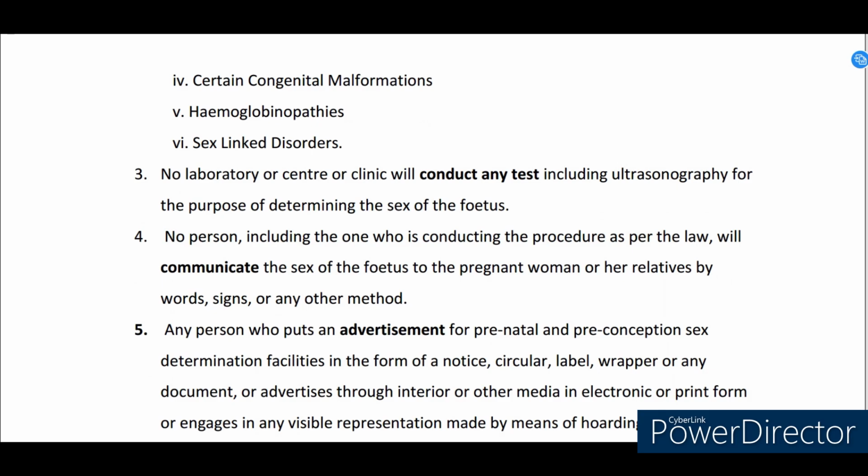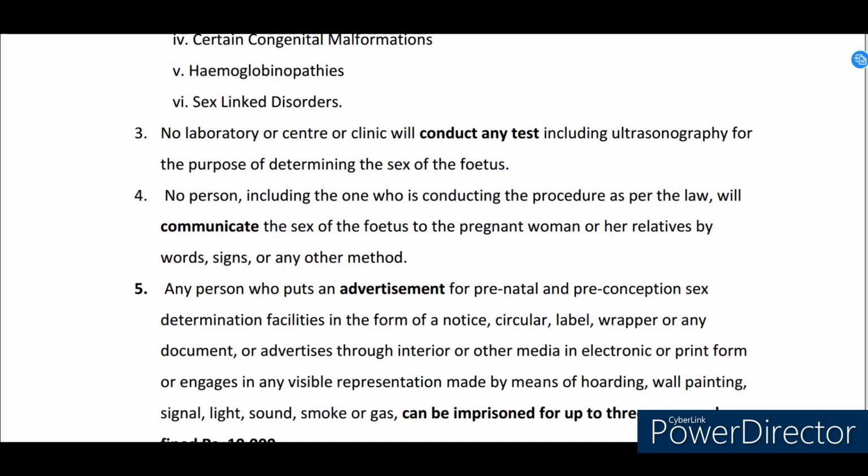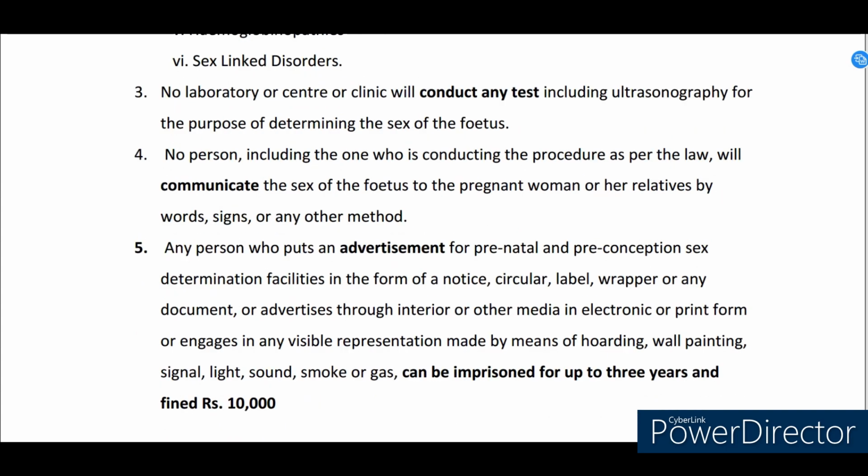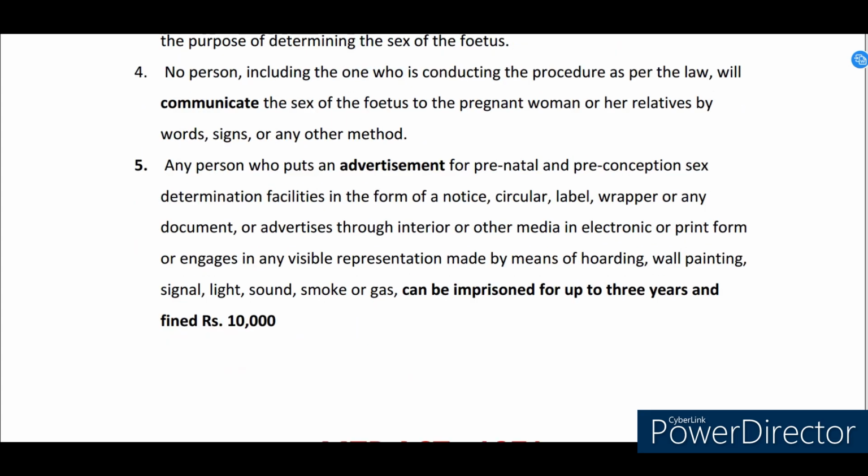No laboratory or center or clinic will conduct any test including ultrasonography for the purpose of determining the sex of the fetus. No person should communicate the sex of the fetus to the pregnant woman or her relatives by words, signs, or any other method. Any form of advertisement for prenatal and preconception sex determination facility will lead to imprisonment for up to 3 years and a fine of around rupees 10,000.